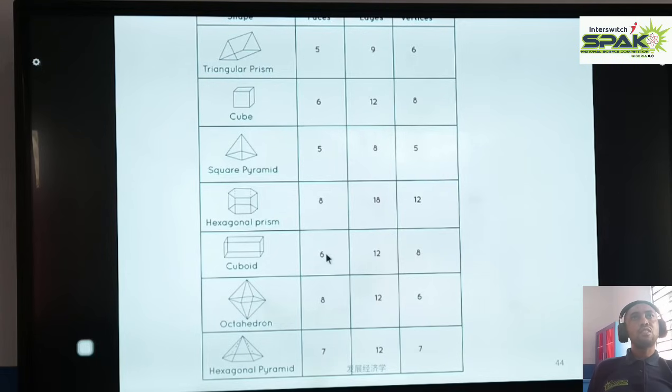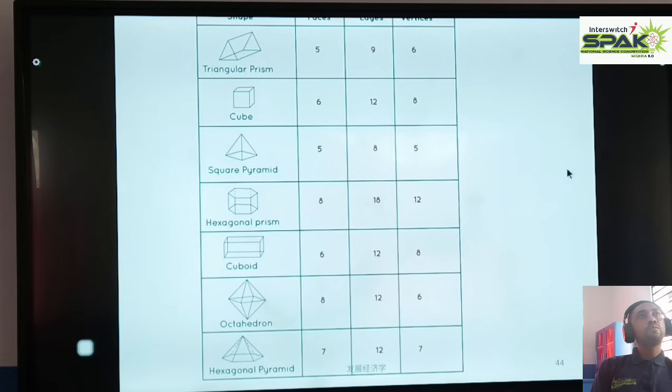A cuboid has 6 faces, 12 edges, and 8 vertices, just like a cube. An octahedron has 8 faces, 12 edges, and 6 vertices. And lastly, but not the least, here we have the hexagonal pyramid. So we have 7 faces, 12 edges, and 7 vertices. So these are examples.